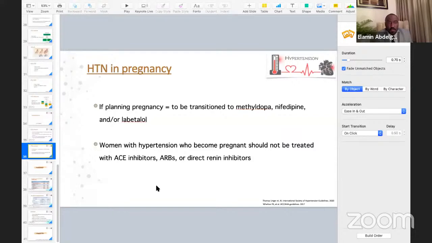Any lady who's planning to get pregnant and is known to be hypertensive has to be transitioned to a safer medication: methyldopa, nifedipine, or labetalol. Usually methyldopa is the first-line therapy, one of the safest and one of the oldest medications in the hypertension and pregnancy paradigm. Women with hypertension who become pregnant should not be treated with ACE inhibitors or ARBs or direct renin inhibitors. Those have shown devastating fetal anomalies, so RAS blockers and renin inhibitors are completely contraindicated.